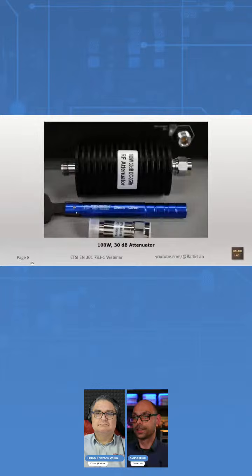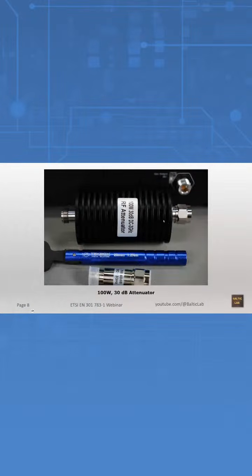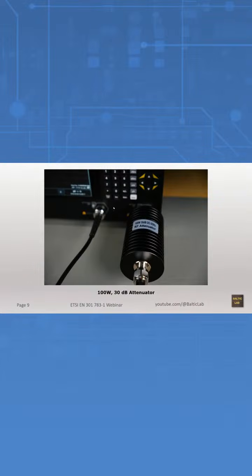Yes, there is that dummy load. Do I have a pointer? Can you see my arrow from the mouse? Yes. Good. Here is the big 100-watt 30 dB attenuator. It's rated to 3 gigahertz. Doesn't cost much. Yes, there it is. You have to, of course, verify whether or not it actually is 30 decibels.